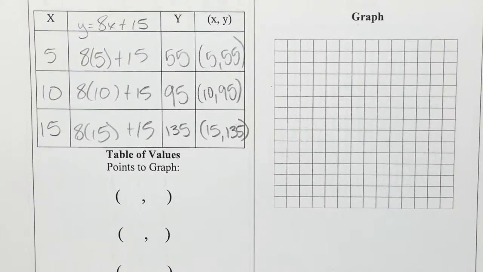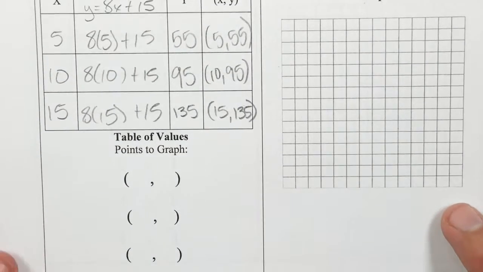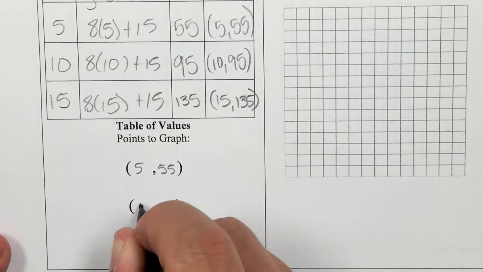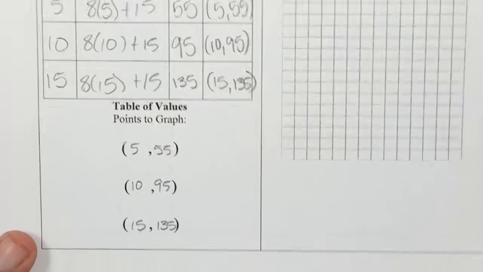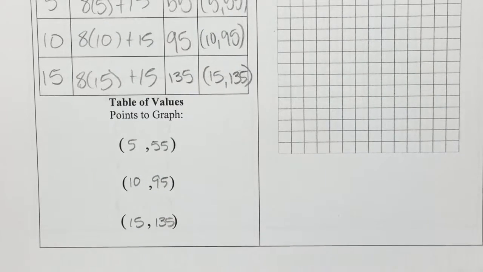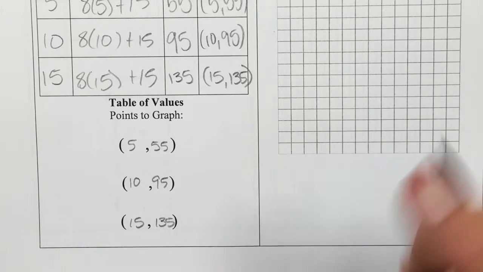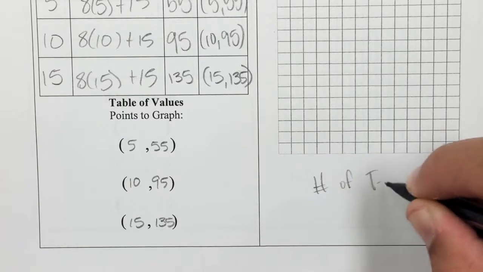Okay, and then we got to list out our points that we're going to graph. We got (5, 55), (10, 95), and (15, 135). Okay. Now, when we go to graph, again, got to label our axes. Down here, the X value is what you defined your variable as. Number of t-shirts ordered.